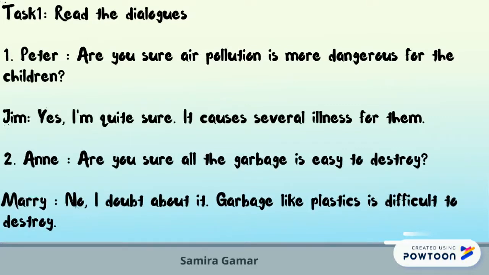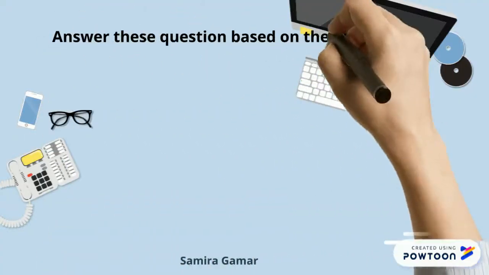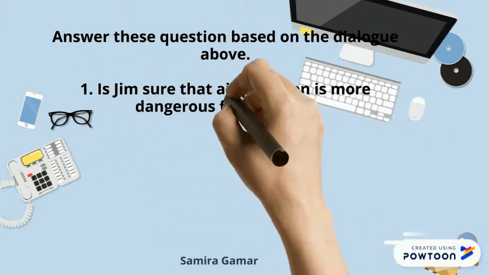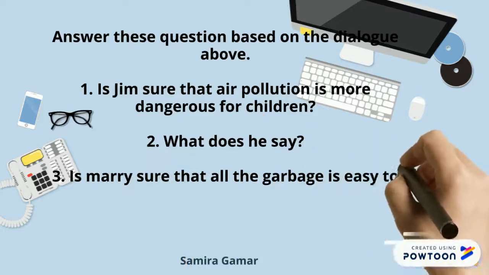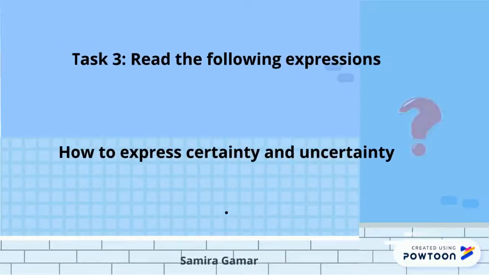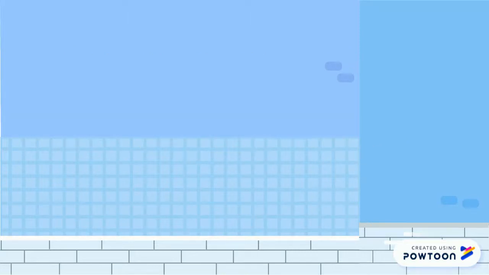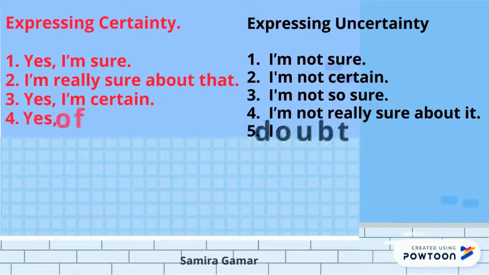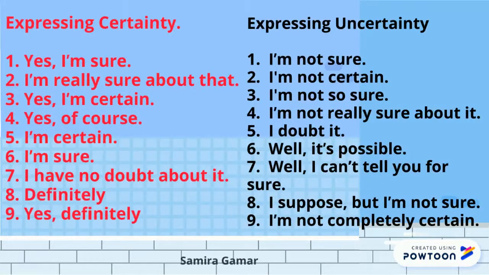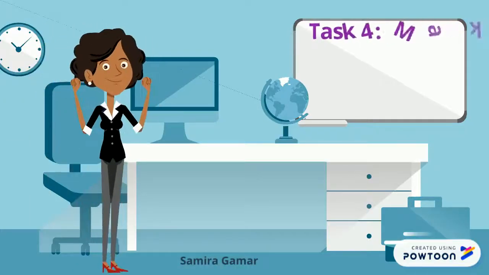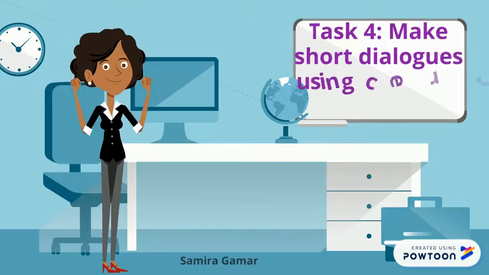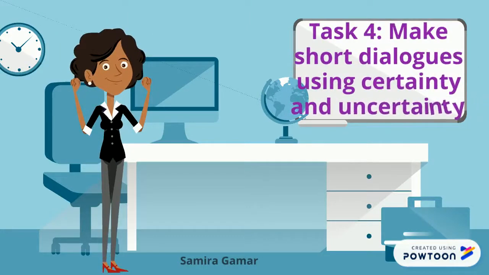Task 1. Read the dialogues. Answer these questions based on the dialogue above. Task 3. Read the following expressions. How to express certainty and uncertainty. Expressing certainty. Expressing uncertainty. Task 4. Make short dialogues using certainty and uncertainty expressions.